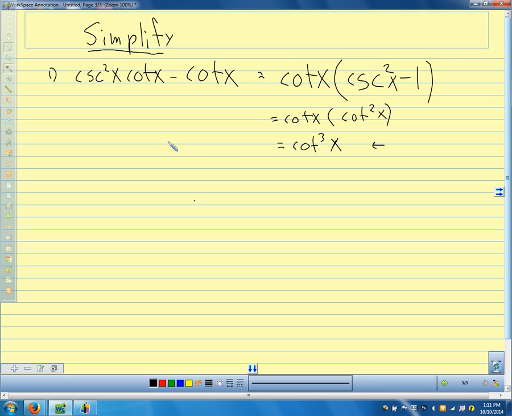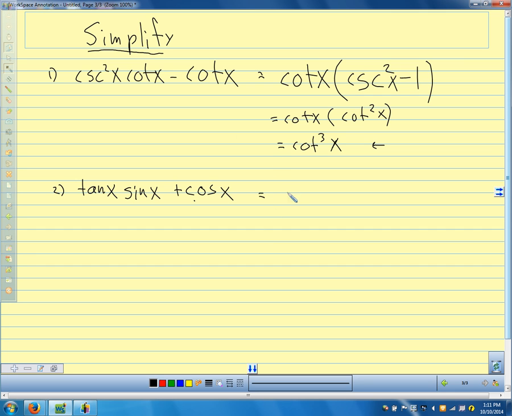Okay, let's look at another one. Let's simplify tangent x times sine x plus cosine x. All right, we don't have any factors that jump out at us immediately. So what could we do here? What have we done before when we were working with problems like this? Change tangent to sine over cosine.